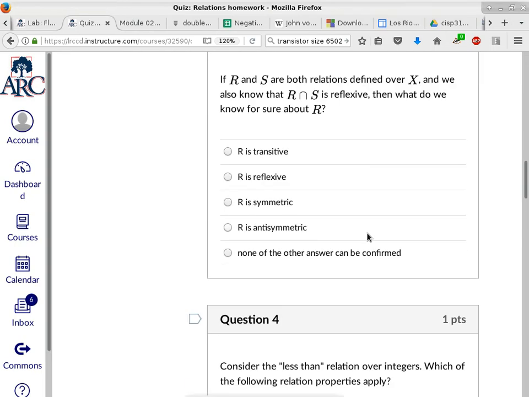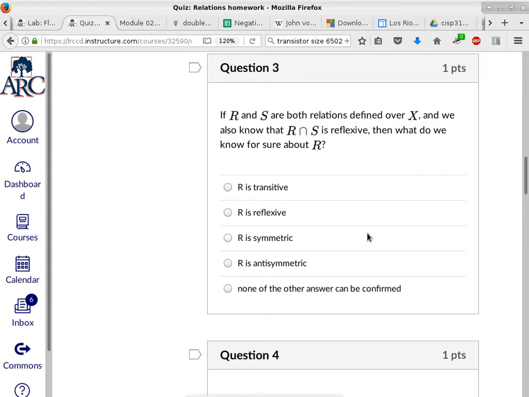All right. Moving on to the next one. This is one of my favorite ones. If R and S are both relations defined over some set X, and we also know that R intersecting with S is reflexive, then what do we know for sure about R? Okay, so let's go through this part here. Can we conclude that R is transitive?